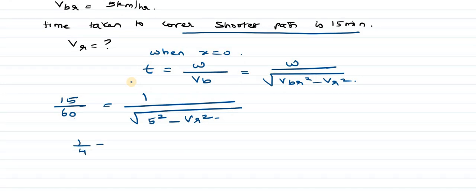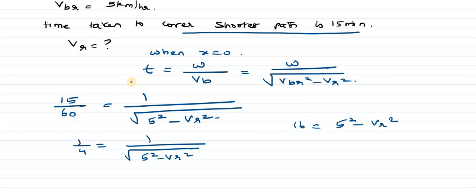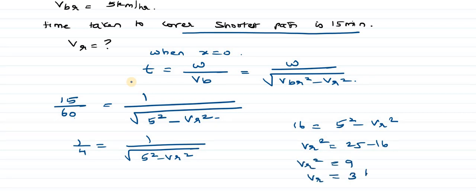So now this is 1 by 4 under root. This is 5 square minus VR square. Square it. What will happen? 16 will be equal to 5 square minus VR square. So VR square will be equal to 25 minus 16, which is 9. So VR will be equal to what? 3 kilometer per hour.